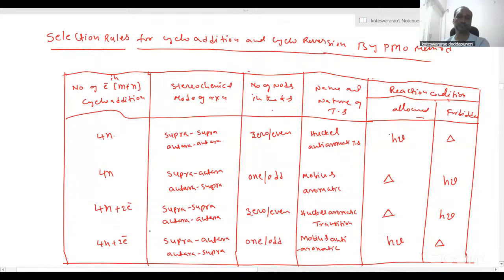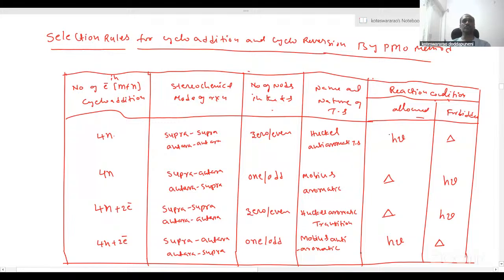Next, the second part: for 4n+2 electrons, if the cycloaddition reaction involves the supra-antara or antara-supra mode of addition, it involves one or an odd number of nodes. That is a Mobius anti-aromatic transition state. Therefore, it is photochemically allowed and thermally forbidden.